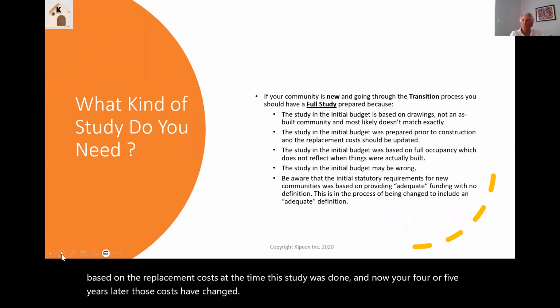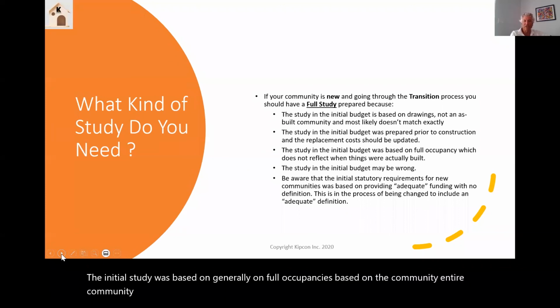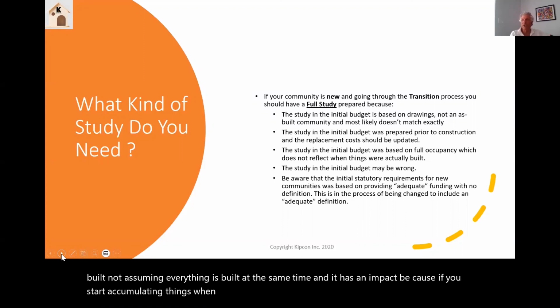The initial study was generally based on full occupancy, on the entire community being built. When you do a reserve study, it's based on when things are actually built, not assuming everything is built at the same time. And it has an impact, because if you start accumulating for things when they're actually built, it could make a difference in terms of what your annual contributions are.